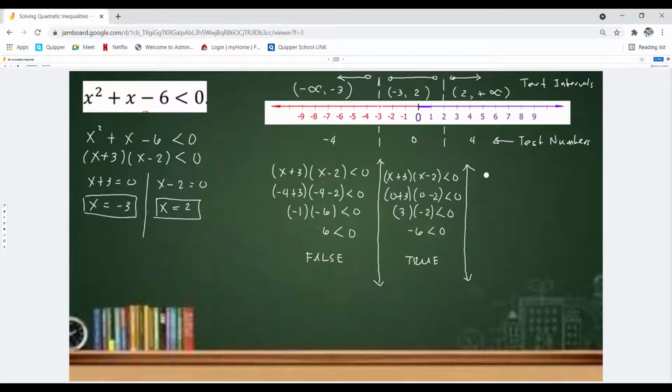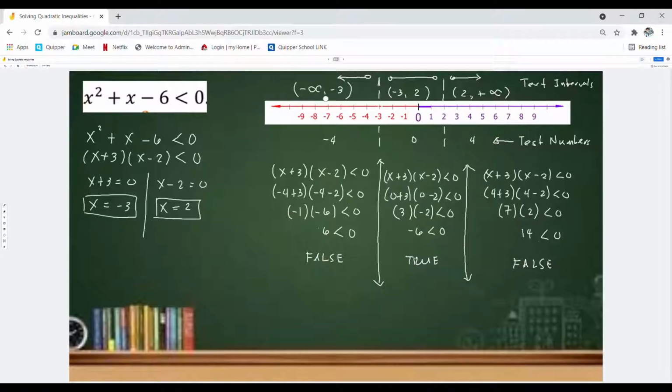We're now going to proceed to test positive 4 here in the third section. So using the factored form, x plus 3, x minus 2 is less than 0. This is 4 plus 3 since x is 4, and then 4 minus 2 less than 0. Oh, it's 7 times 2, less than 0. Oh, it's 14, less than 0. Is it true or false? Oh, false. Very good, it's false.